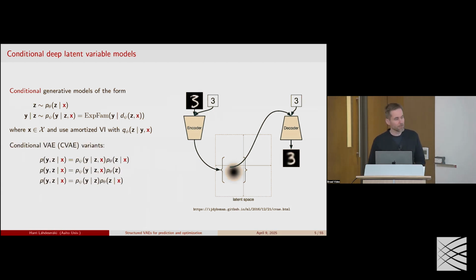There are different parametrizations for the conditional modeling. We can define the model such that both the prior and the decoding likelihood see the covariates, or such that only the likelihood or only the prior sees the covariates. And we are primarily focusing on the last parametrization.